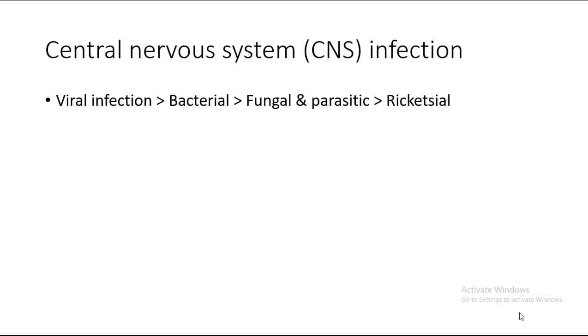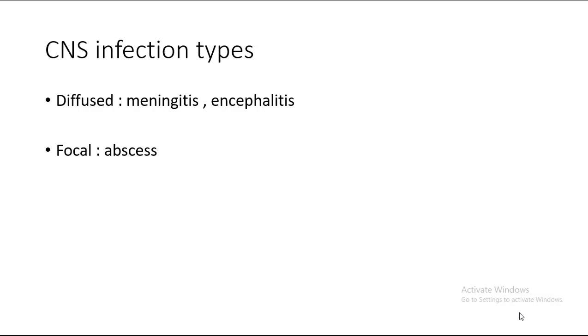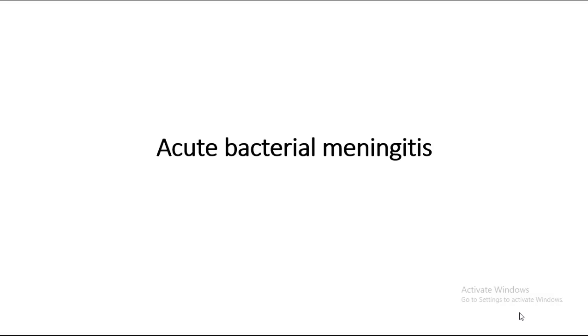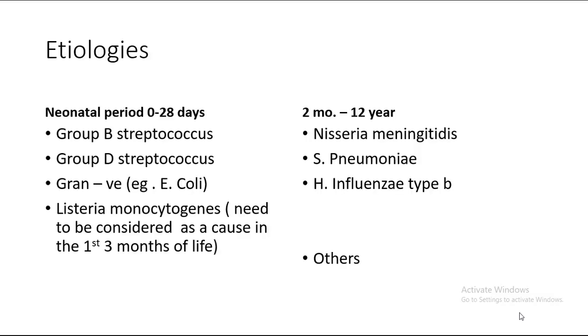Central nervous system infection commonly is due to viral infection. Less common is bacterial infection, and less common the fungal and parasitic, to be followed by rickettsial infection. It can be either diffused in form of meningitis or encephalitis, or focal type of infection causing abscess. We are going to start with acute bacterial meningitis.